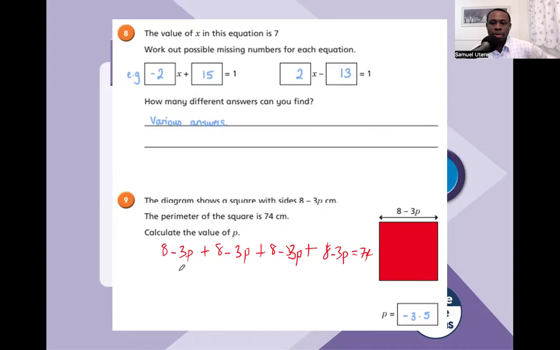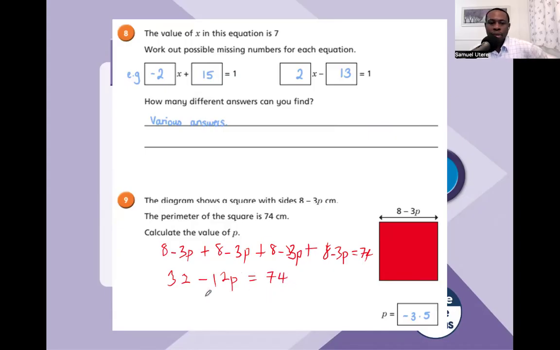Now, if you collect all the like terms, you will see that 8 plus 8 plus 8 plus 8 is 32. So we have 4 8s. So 32, and then we have negative 3p, add negative 3p, add negative 3p, add negative 3p. That will be negative 12p. That will now be equal to 74.